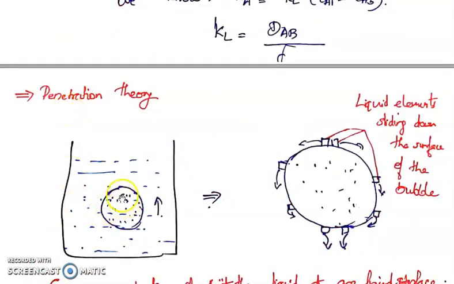So to solve this, we need to know the concentration of A at the interface, the gas liquid interface, that is the boundary separating the bubble and the liquid. Also, we should know the concentration of A in the bulk fluid, Ca naught. Only if there is a concentration difference, the diffusion of A will occur from the interface to the bulk liquid.